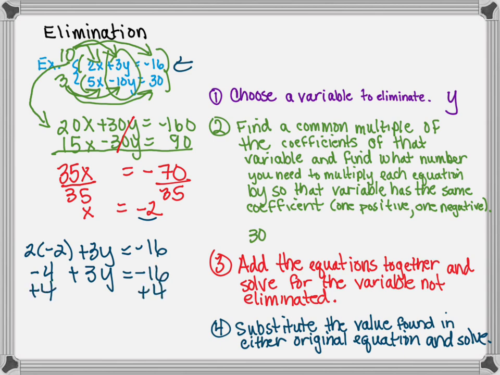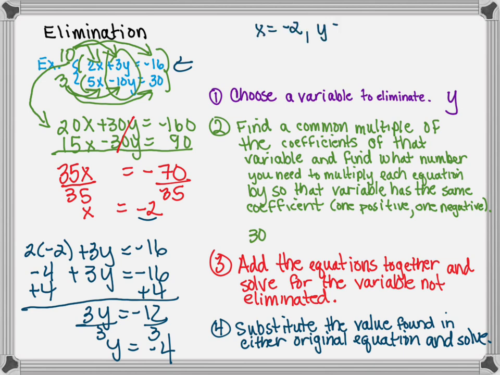I'll add 4 to both sides. 3y equals negative 12. I'll divide both sides by 3. Y equals negative 4. So our solution is x equals negative 2, y equals negative 4, or as a coordinate, we have negative 2, negative 4. And again, we could check by substituting our x value of negative 2 and our y value of negative 4 into both of the original equations to make sure that both equations are true when we do that substitution. Again, I'm not going to do that here, but that's what you would do.